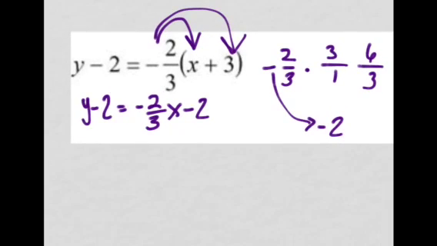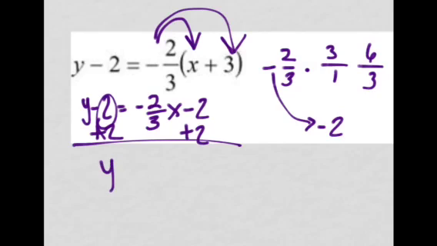So then from here, I have to add my 2 to both sides. Those zero, and y equals negative 2/3 x. Negative 2 and positive 2, zero there as well.